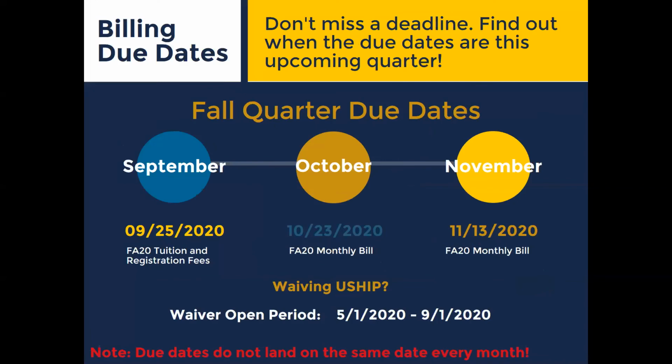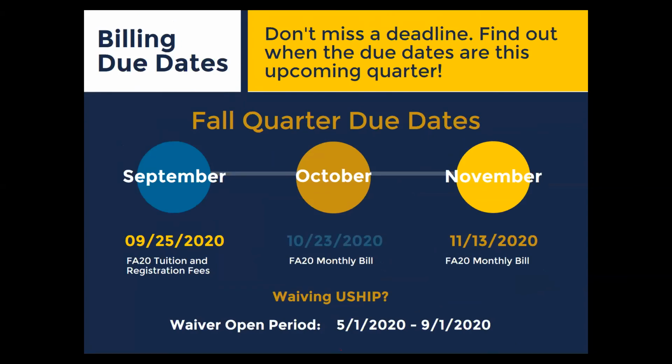As we mentioned earlier, UC San Diego runs on a monthly billing cycle. So while you are by default charged tuition and registration fees on a quarterly basis, there are other purchases or charges you may incur that are due monthly. For fall quarter, which includes September, October, and November, each month has a billing due date. The September billing due date is when your tuition and registration fees, as well as quarterly housing if you live on campus, will be due.